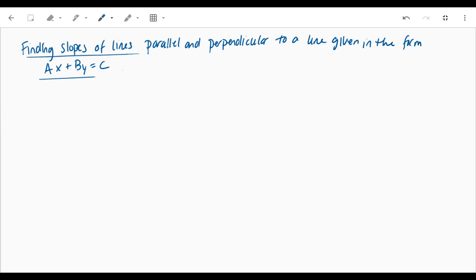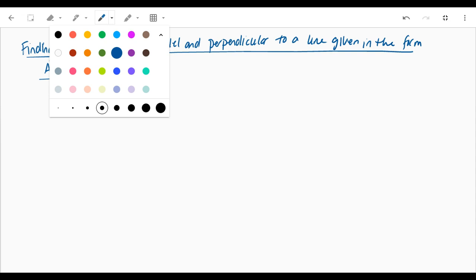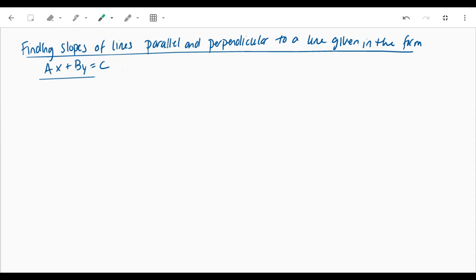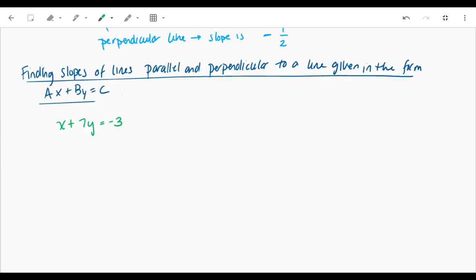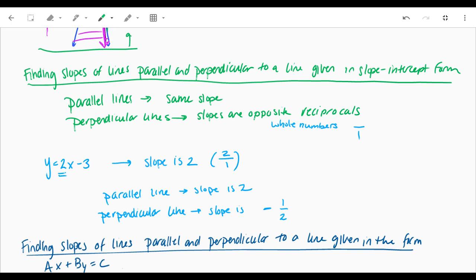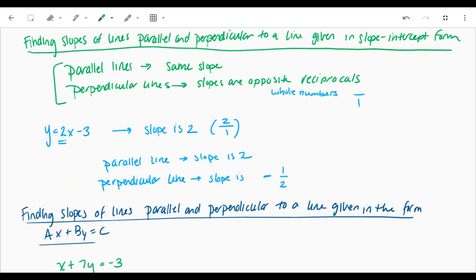So I'm not sure how Alex does this. I'm not even going to look, but you want to get it into slope-intercept form. So if we have the example x plus 7y equals negative 3. And by the way, if you didn't watch the previous section of the video, you should watch the one that's up here that explains the parallel and perpendicular. Okay.